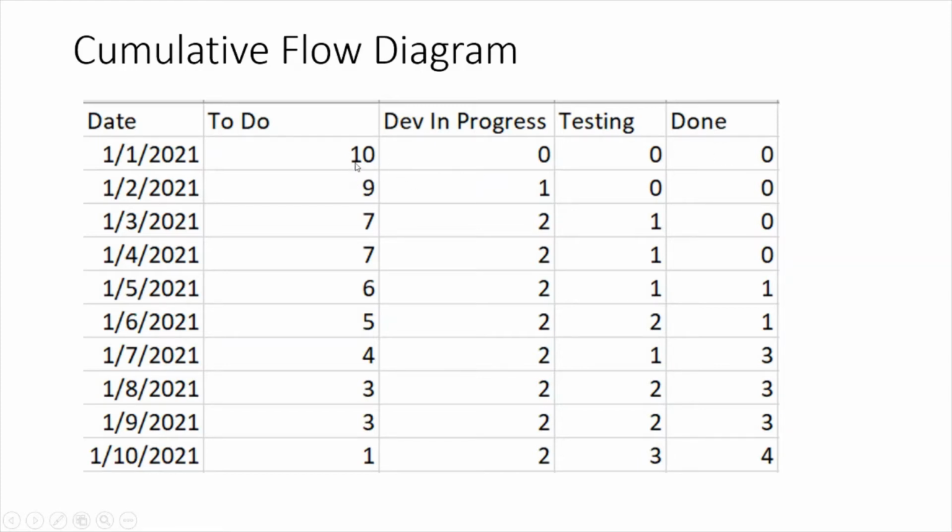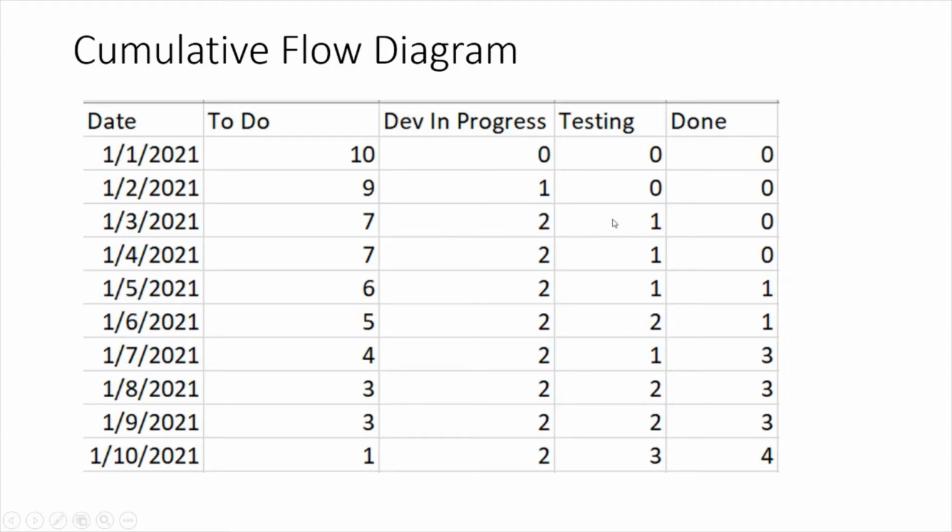Here we have the number of items and the number of days. Here is the date, and here is the number of items. These are not story points, but a total number of items, let's say user stories. So this is just an amount of items that a team is going to work on during the sprint. Okay, so these are 10 items.